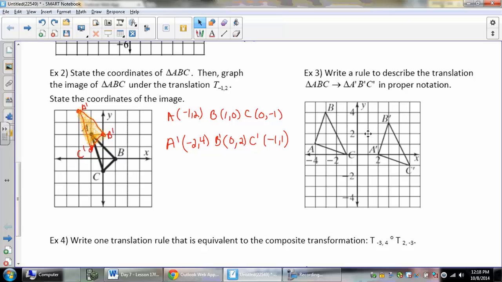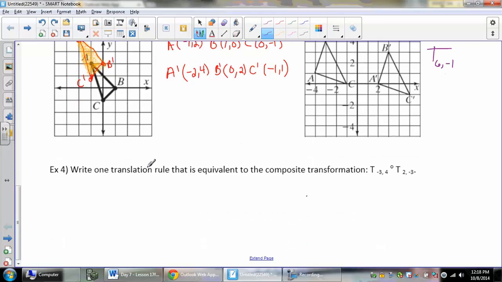All right, so next one, example 3. We want to figure out how ABC became A prime, B prime, C prime. So we're just going to look at it and see what happens. So if I grab this point right here, it went 1, 2, 3, 4, 5, 6 to the right, and 1 down, which would be T(6, −1). That's it. That's all you have to do.